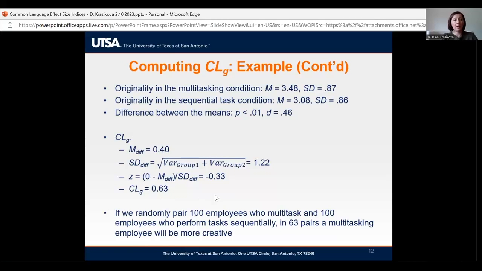So how do we interpret it? If we randomly pair 100 employees who multitask and 100 employees who perform tasks sequentially, in 63 pairs, a multitasking employee will outperform, in terms of their originality and their creativity, an employee who performs tasks sequentially.